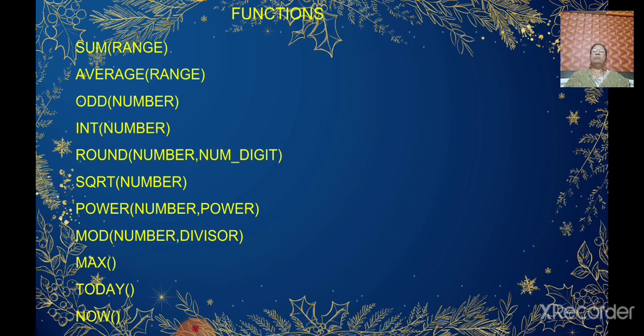Same thing, equals max. The max function is used to find the largest value in the given range. And the same thing, today. The today function is used to display the current date. When you want to enter the current date, just write equals today and two parentheses, open bracket and close bracket, and press the enter key. You will get today's date according to your computer's date. Same thing, the now function: equals now and two brackets. You will get today's date and the time also.